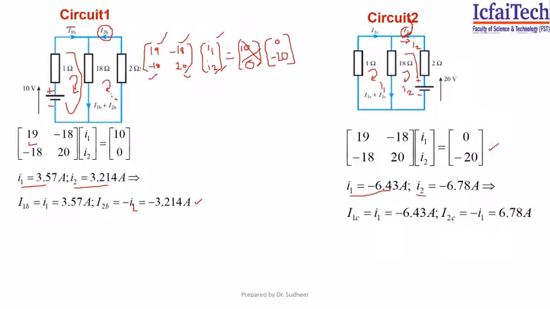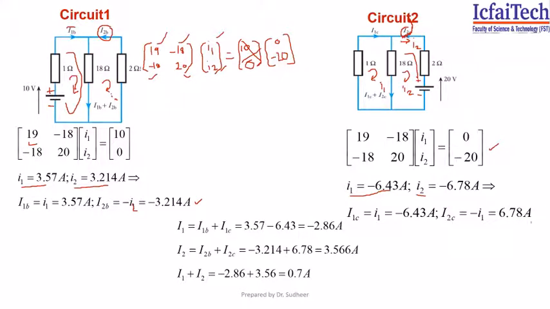Okay. So total current I1 is equal to I1B plus I1C, and I2 is equal to I2B plus I2C. So that is your total current. The total current flowing I1 is equal to minus 2.86 amperes and I2 is equal to 3.56 amperes. Then the total current flowing in the central limb, that is I1 plus I2, is 0.7 amperes. You can cross check whether our superposition theorem result is correct or not.